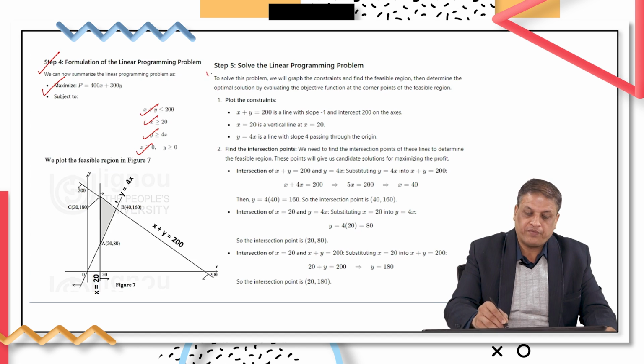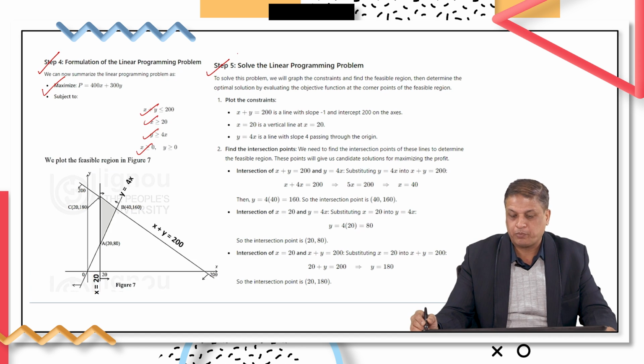Now, step 5 is to solve the linear programming problem, which we had just formulated in step number 4. Firstly, we need to plot the graph as it was plotted for the earlier problem also. Again the same thing: we need to find the intercepts, draw the lines, find the point of intersection, and evaluate the objective function at the points of intersection after finding the feasible region.